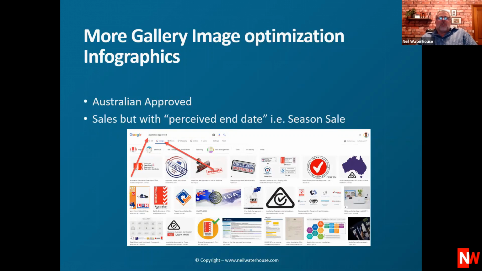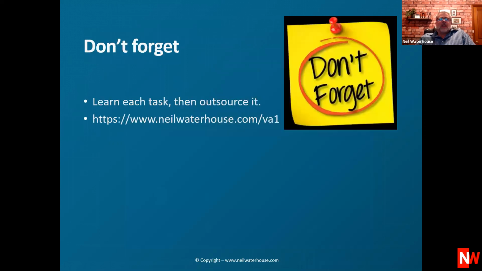And one that works very well year round is actually season sale. As seasons change, you can use this for quite a while because people realize in their head that we are coming to a new season. So again, you can find a lot of season sale graphics, or we call them infographics. Just put season sale into Google, hit search, click on images, bingo, you'll see a whole stack of season sales there for inspiration. And you can go to a place like Fiverr and get one made up if you can't find one. So don't forget, everything I'm going through tonight, learn each task and then outsource it.